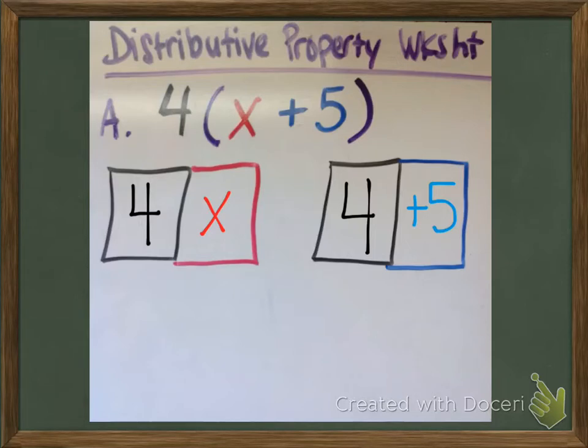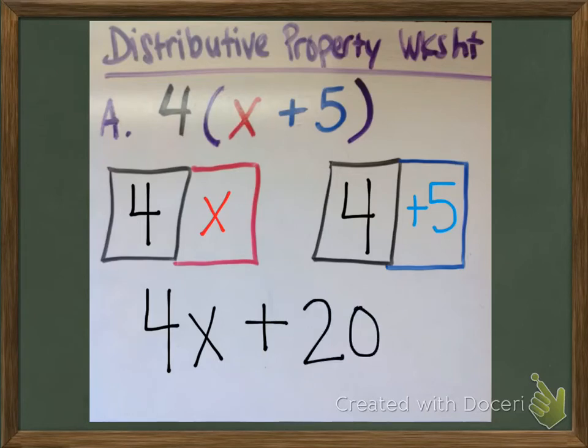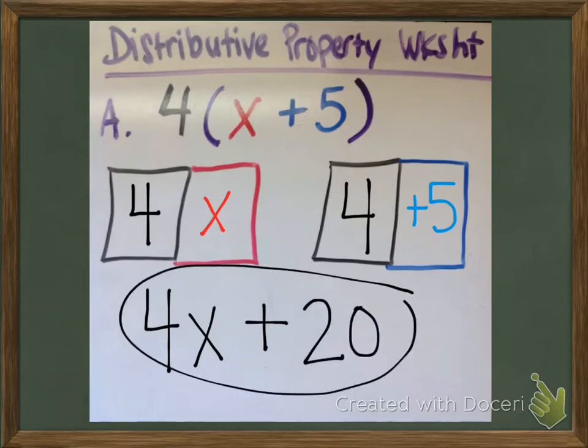To find your answer, you multiply 4 times x, which is really 1x, and 4 times 1 is 4, and then bring the x down. Then you have 4 times a positive 5. The 4 is positive and the 5 is positive, so your answer is positive, and 4 times 5 is 20. Your first answer is 4x plus 20.